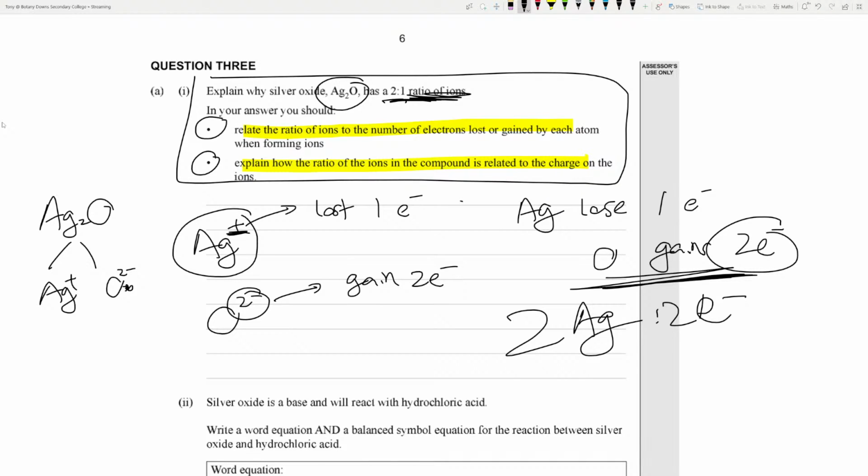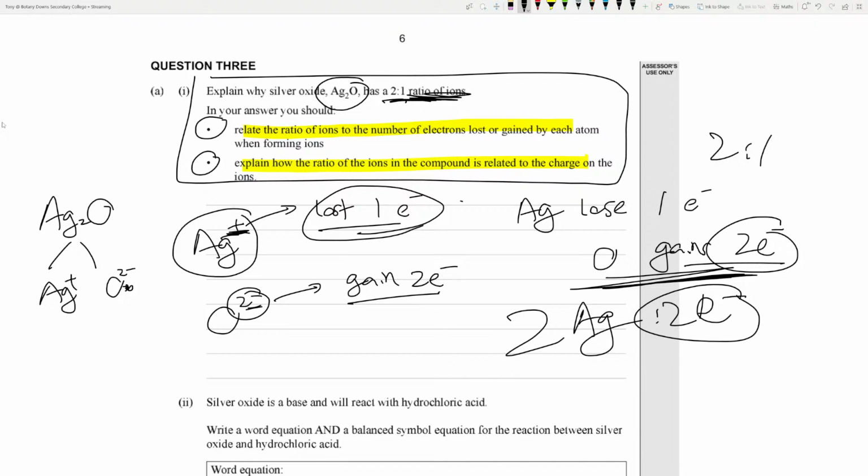You just need to understand plus 1 charge means you lost 1 electron. Minus 2 charge means you gained 2 electrons. So in order for this relationship to work, you need this thing to lose a total of 2 electrons, which are then gained by the oxygen, and that's why the ratio is 2:1. Okay, if you can do that, you got a merit.